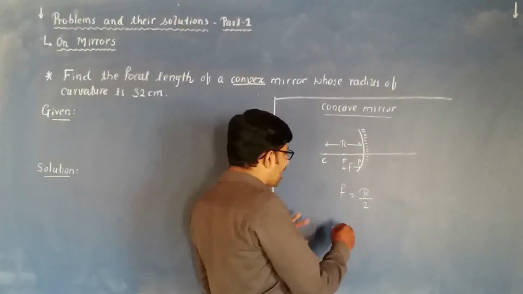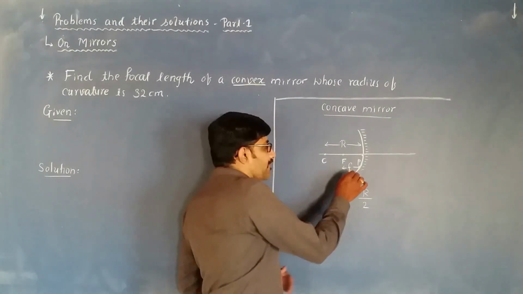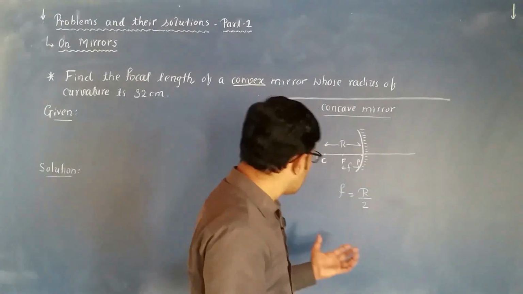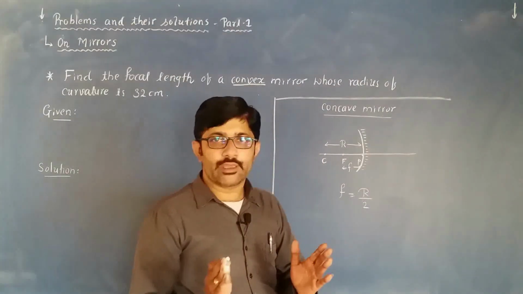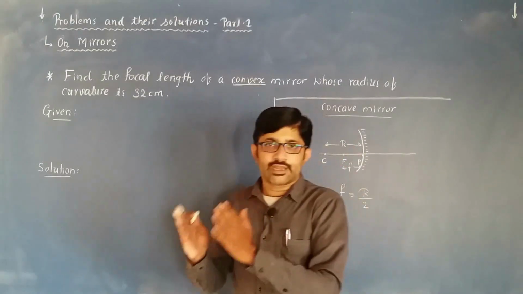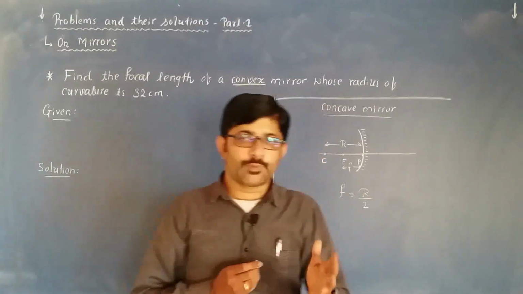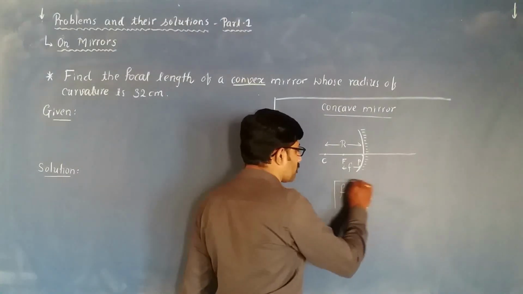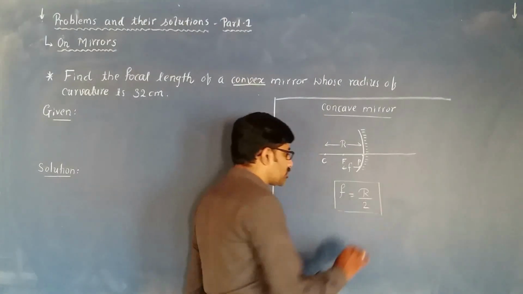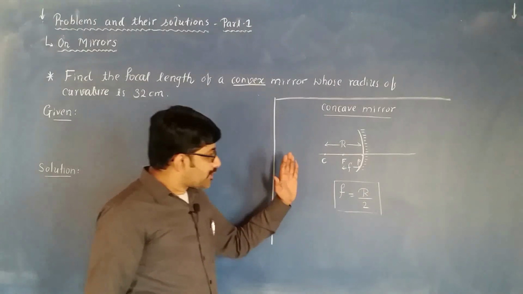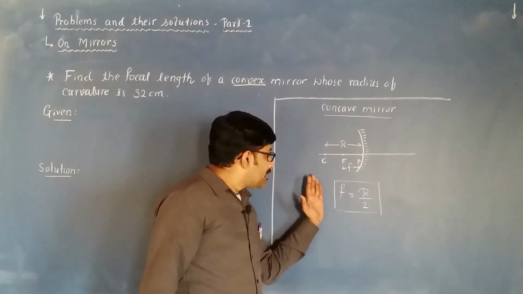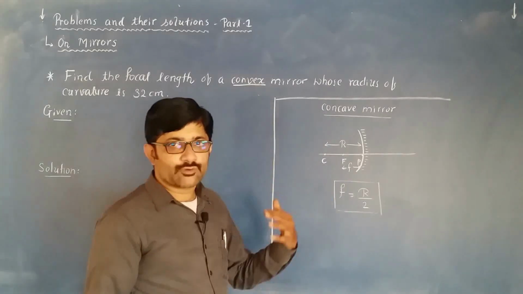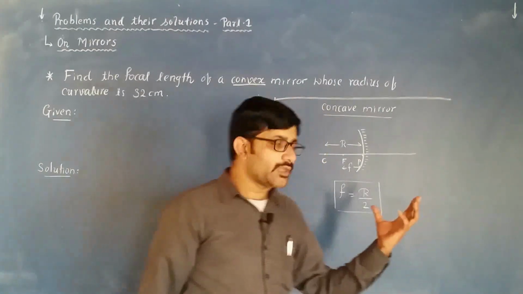So you can relate this f, the focal length of the mirror, with the radius of curvature. It is always found to be half of the radius. Therefore, you can write f = R/2. You need to keep this point in your mind. By that one can move to the problem easily.